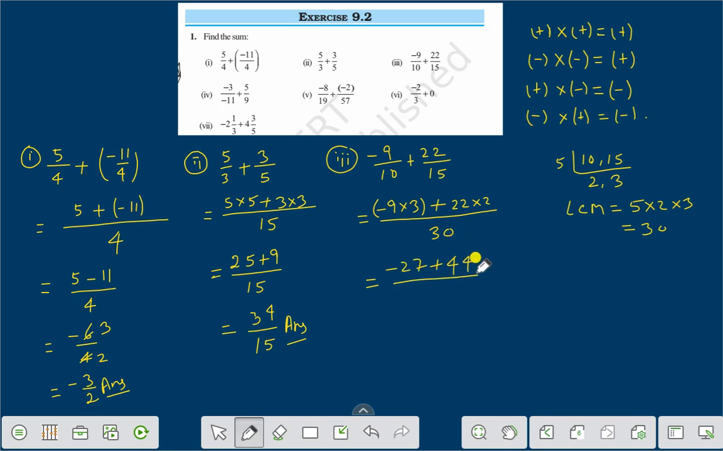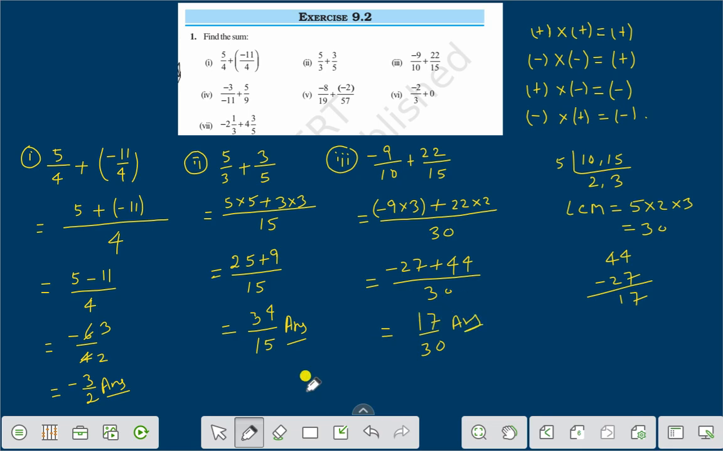So it is minus 27 plus 44 by 30. Now subtract 27 from 44, that is 17, so it comes to 17 by 30. Now we see which number is greater, 44 or 27. 44 is greater, that is with plus sign, that is 17 by 30. This is the answer of question number 3.